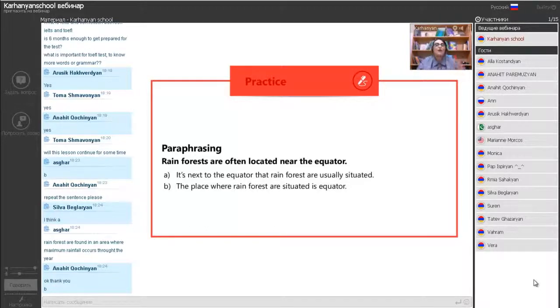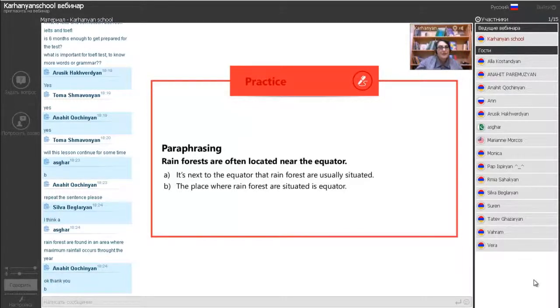Okay, now let me give you the answer. So the answer is number A. Why is it A? If you read it one more time very carefully, you will see that the word near says that it is not right in the equator. It is located near the equator.